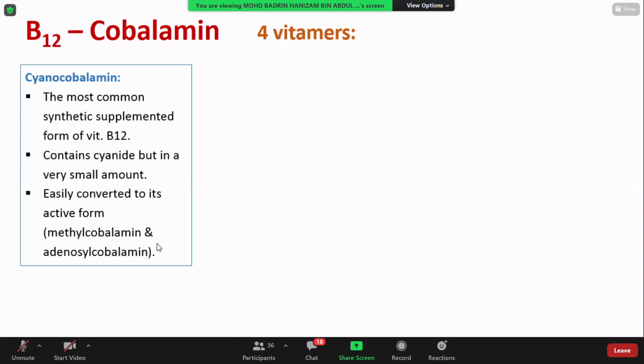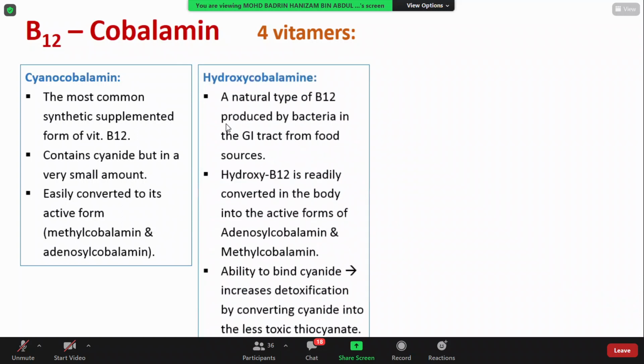All right. So methylcobalamin and adenosylcobalamin are the two active forms of vitamin B12. Whatever form of vitamin B12 that you get from your supplement, it needs to be converted to these two forms in order for the body to use them and carry out the function in our body.